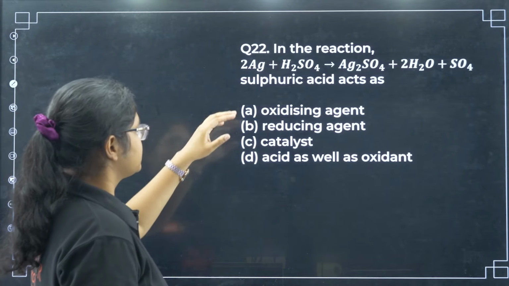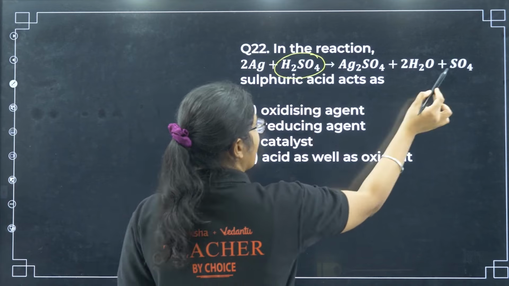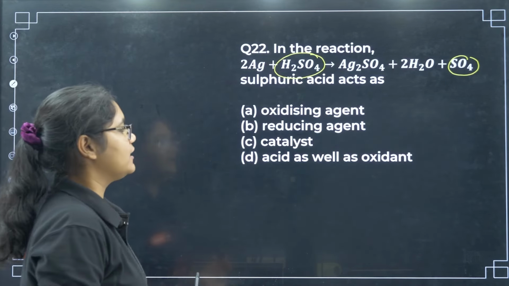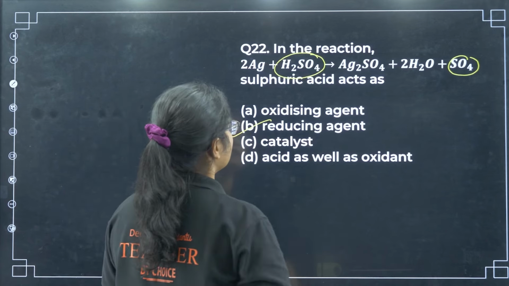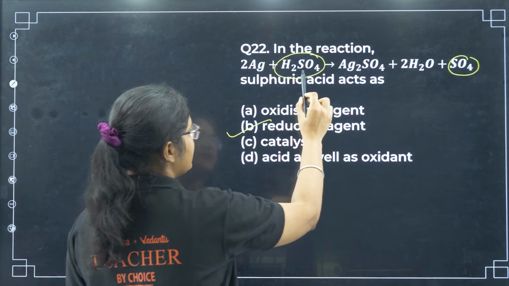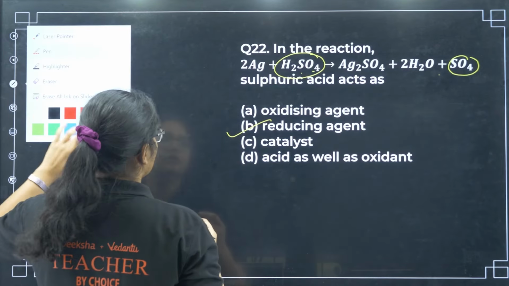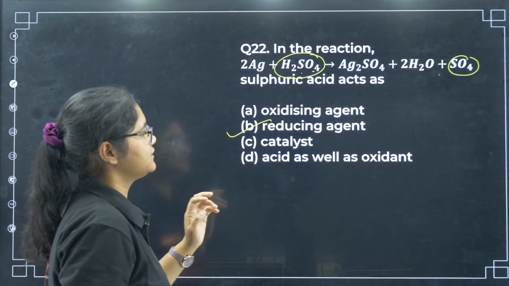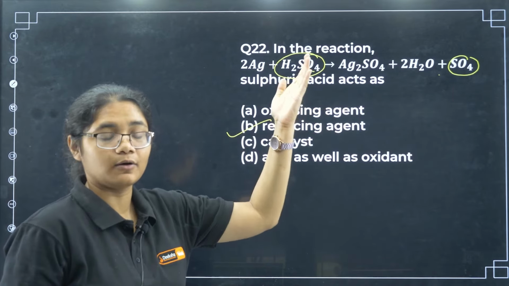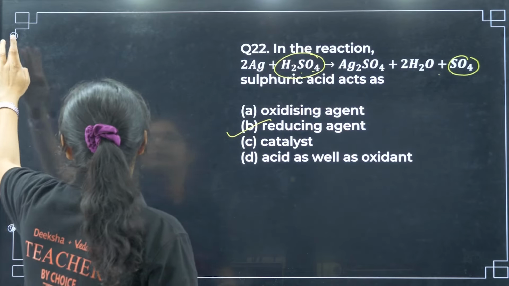In which of the reactions does sulfuric acid act as a reducing agent? So if you see, sulfuric acid has lost its hydrogen, right? That means it is undergoing oxidation and it will behave as a reducing agent. Yes, it is undergoing removal of H, and removal of hydrogen is oxidation, so that is why it will behave as a reducing agent.